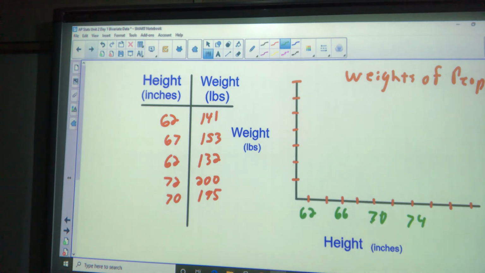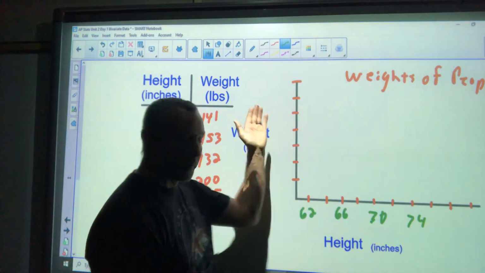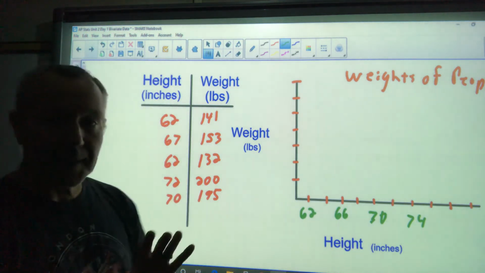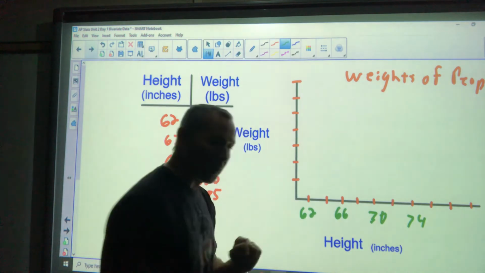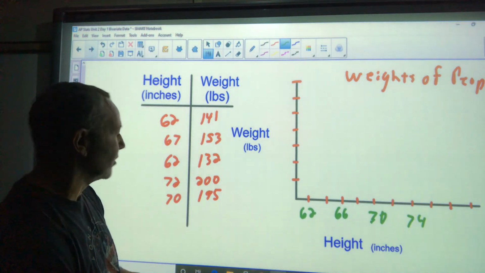Okay, my weights go from 132 to 200. So I could start at 0 here if I want. It's a more true picture of what's happening, but for our correlation, it doesn't really matter. So you don't need to start at 0. That's an important thing here. All right, let's say 132 up to 195 or 200.